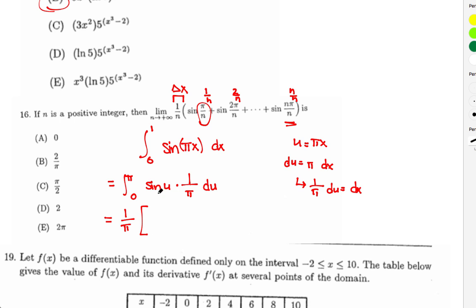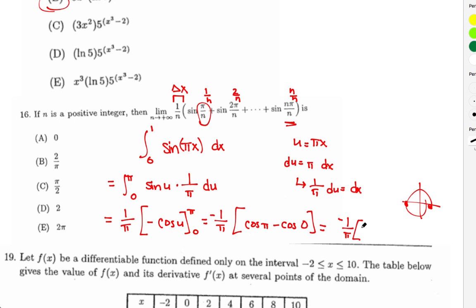The antiderivative of sine is negative cosine from 0 to pi. So we have 1 over pi. I'm going to just let that negative hang out there. Cosine of pi minus cosine of 0. What is the cosine of 0? That's just 1. And the cosine of pi is negative 1, because remember cosine is x stuff. So we have minus 1 minus the cosine of 0, which is 1. So minus 1 is minus 2. So minus 1 over pi times minus 2 is going to be 2 over pi. So our answer is B.